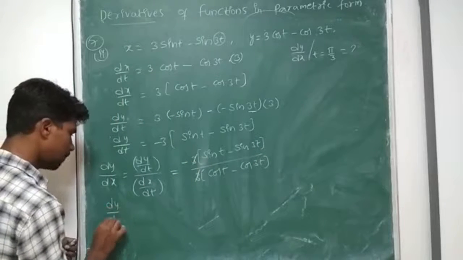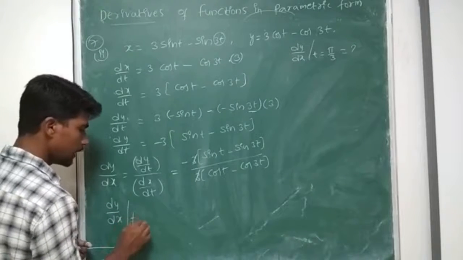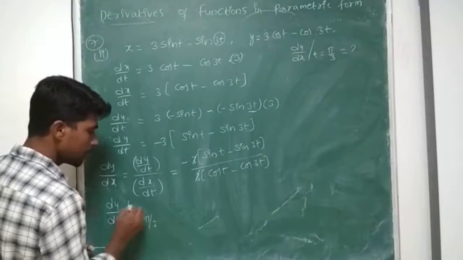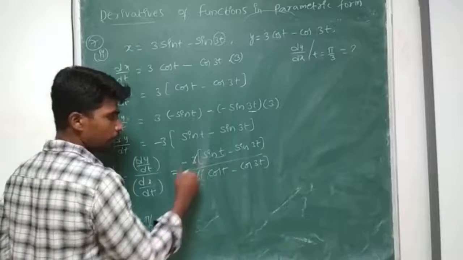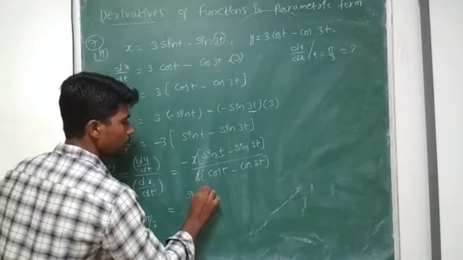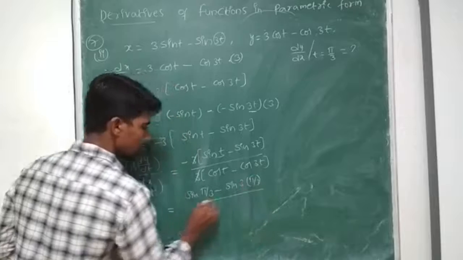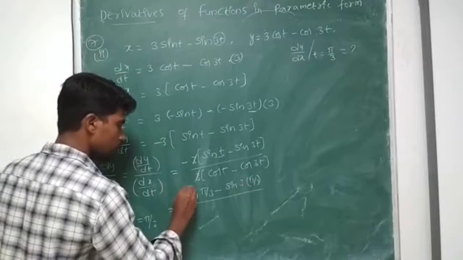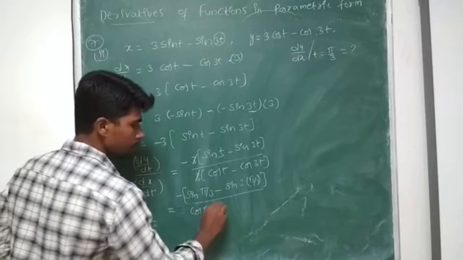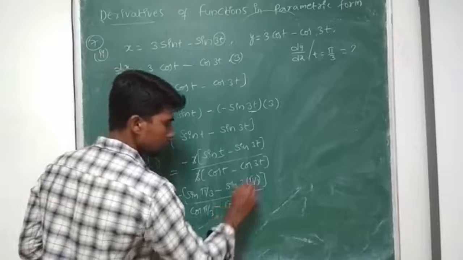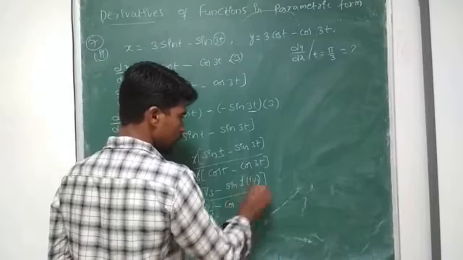Now dy by dx at t equal to pi by 3. So the value of t we have to replace by pi by 3. Replace: sin pi by 3 minus sin 3 into pi by 3, divided by cos pi by 3 minus cos 3 into pi by 3, with a minus in front. The 3 and 3 get cancelled, here also the 3 gets cancelled.